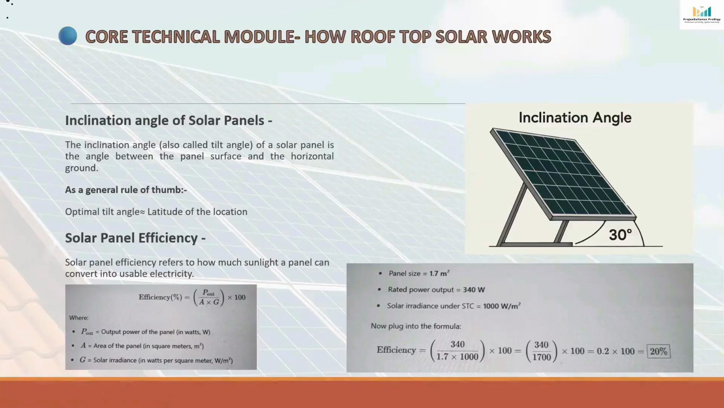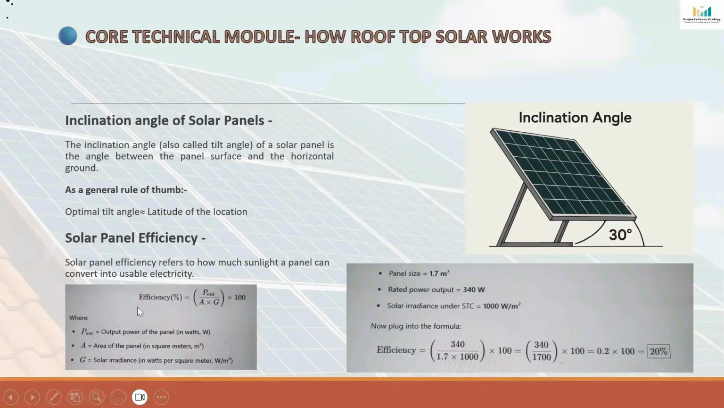Solar panel efficiency. Imagine your rooftop solar panel is a sponge, but instead of soaking up water, it is soaking up sunlight. When we say a solar panel is efficient, what do we really mean? Solar panel efficiency is simply about how well the panel can convert sunlight into usable electricity. For example, if a panel is 20% efficient, it means out of all the sunlight it receives, 20% gets turned into electricity and the rest is either reflected or lost as heat.